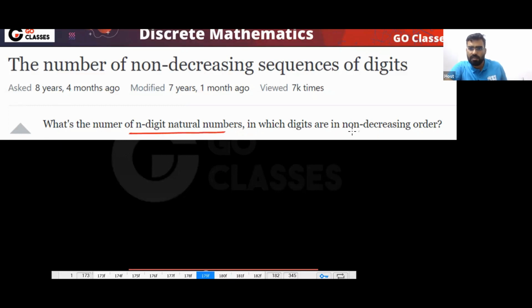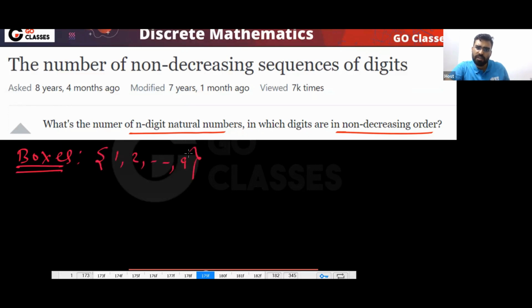N digit natural number, their digits are in natural number. So what are the boxes? Anyone want to tell me what are the boxes? The boxes are 1 to 9. What is the reason 0 is not in the box? Can anyone tell me? You cannot have 0. Please understand this. You cannot have 0, because you cannot start with 0.